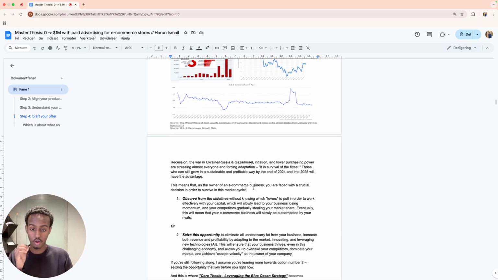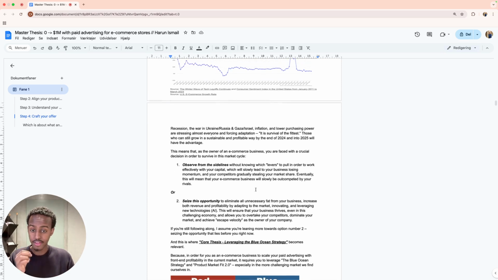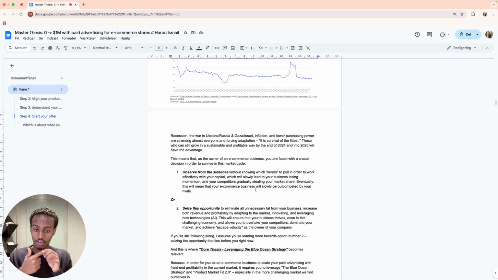This means that you, as an e-commerce owner, are faced with a crucial decision. In order to survive this market cycle, you can either observe from the sideline, not knowing which lever to pull in order to work capital efficiently, which will slowly lead to your business losing momentum and your competitors gradually stealing your market share. Eventually, this will mean that your e-commerce business will slowly be outcompeted by rivals.